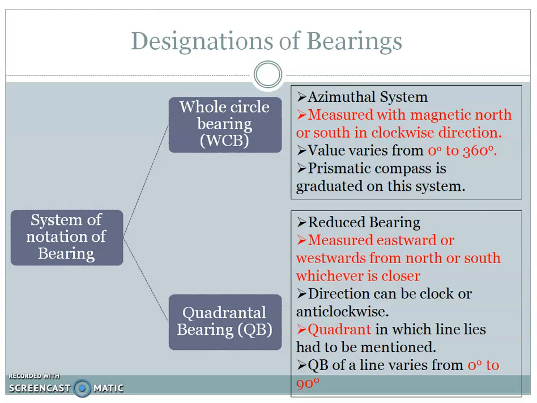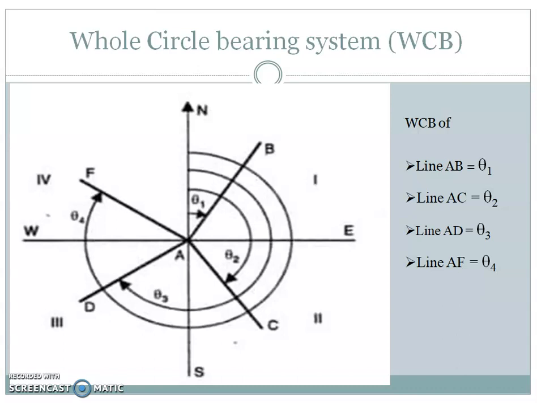So we have to mention the quadrant, whether it is a northeast quadrant or northwest quadrant or southeast quadrant or southwest quadrant. So the QB of a line varies from 0 to 90 degrees, because all the angles which will be given will be with respect to one quadrant. So the minimum angle that can be measured here is 0 degrees, and the maximum will be 90 degrees. To study this bearing system in detail, here is an example.